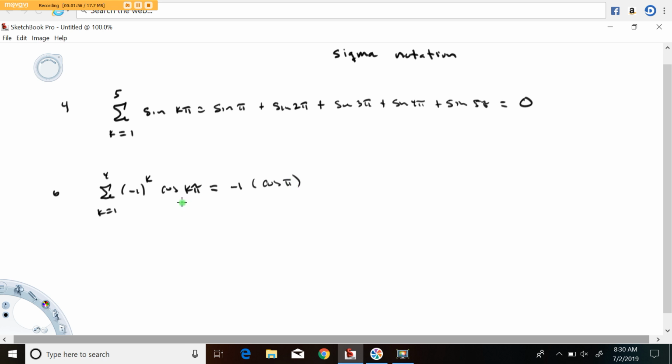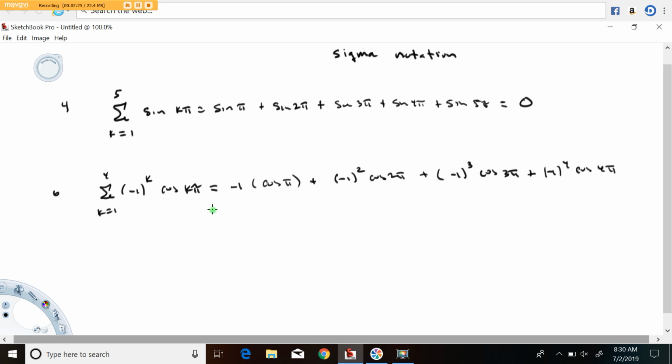If k is 1, I'll go ahead and write out the rest of the terms. Plus, then k goes to 2, so that's negative 1 squared times the cosine of 2 pi, plus, then k goes to 3, negative 1 to the third times cosine of 3 pi, plus, and then k goes to 4, negative 1 to the fourth times cosine of 4 pi. The important thing about sigma notation is being able to expand this out.